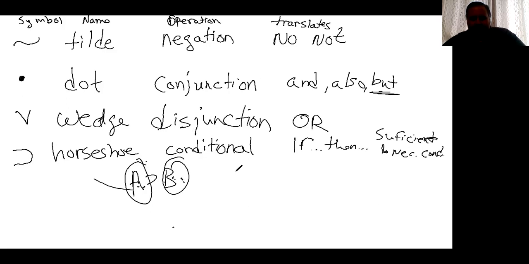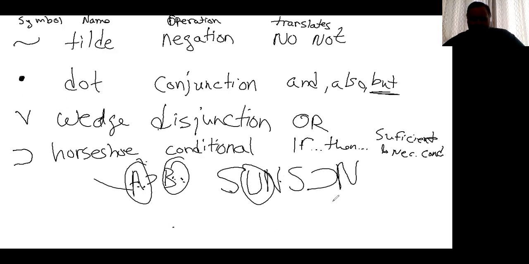We talked about sufficient and necessary conditions. There's a little acronym for how to do it, and that's SUN. The word SUN: S stands for sufficient, N stands for necessary, and the U in SUN is the horseshoe. So it's sort of just turning that horseshoe on its side. It's always saying the sufficient condition, then the necessary condition. Anytime you have a statement like if A, then B, you are saying A is sufficient to cause B, and B is necessarily true when A is true. You would symbolize that as A horseshoe B.